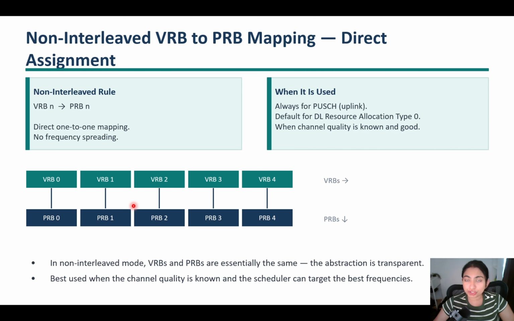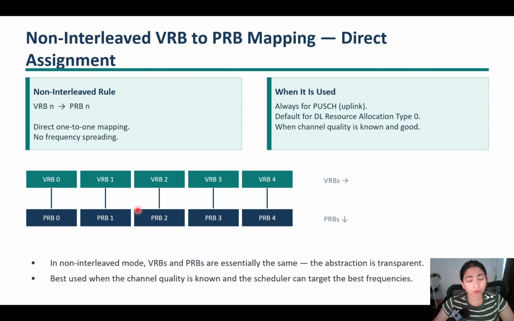For PUSCH, non-interleaved mapping is always used. So this is mandatory, and this gives the receiver a predictable frequency structure to decode. Now for PDSCH, which is the downlink, non-interleaved mapping is the default when DCI format 1_0 is used with resource allocation type 0.